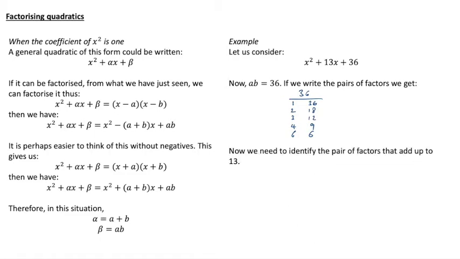Okay, now we need to identify the pair of factors that add up to 13, and we can see that we've got 4 and 9. The reason for that is that we know that the multiple of x must be equal to a plus b, or the alpha from the previous work is equal to a plus b, so that must be 13, so 4 and 9 do the trick, and therefore we can say that x squared plus 13x plus 36 is equal to x plus 4 times x plus 9. And this is not necessarily new work to you, but you perhaps haven't seen the more abstract start to this.